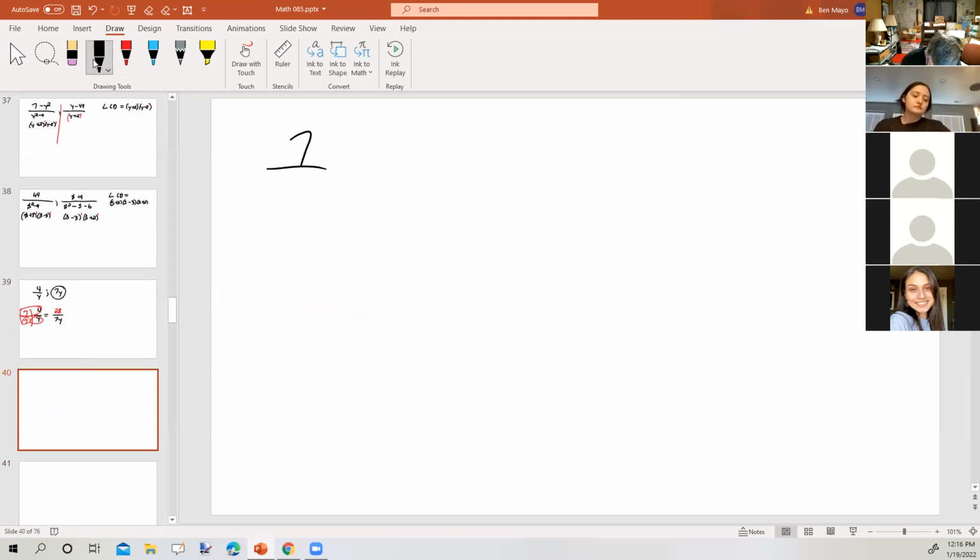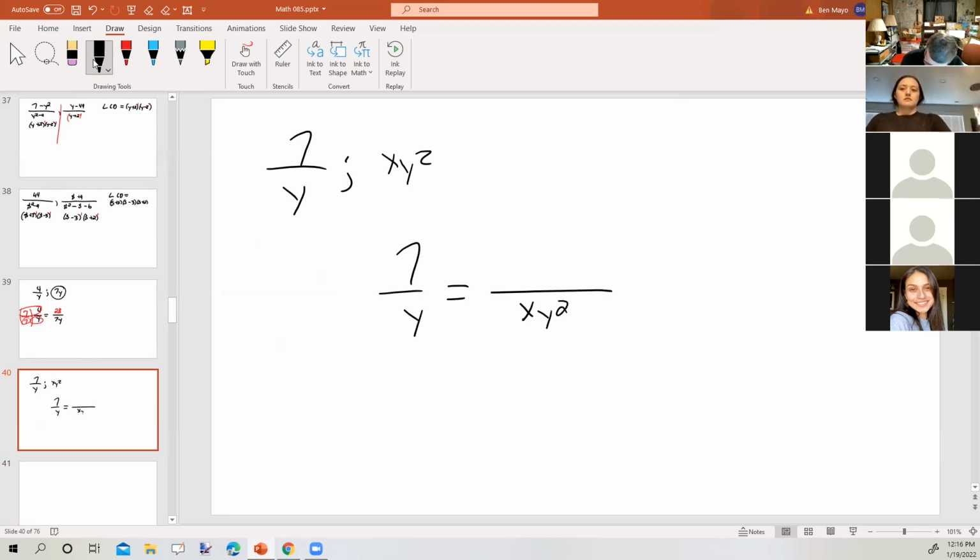Okay, how about this one? 7 over y, x, y squared. So I want this to look like that. What do I need in the first denominator to get there? xy squared. Oh, what do I need in red? X. If I put xy squared there, I'd have xy cubed over on the right.